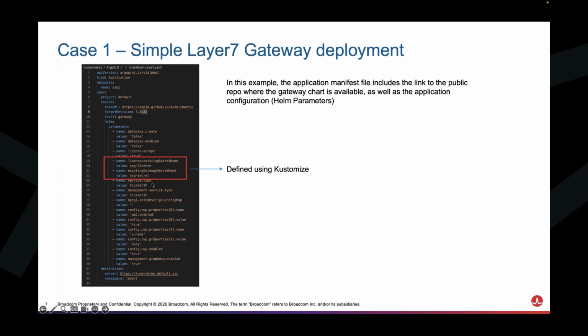Here I have a screenshot with database false, but you will see in my scenario the database will be created. And here you will see what I mentioned before, that I'm referring to the two secrets, one for the license and one for the credentials to access the policy manager. These secrets are defined using Kustomize outside the ArgoCD platform.